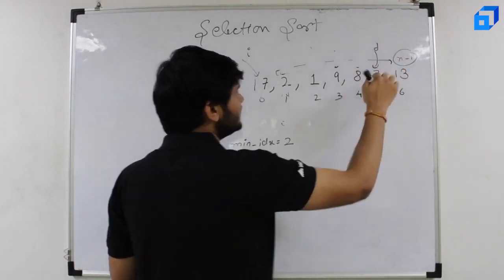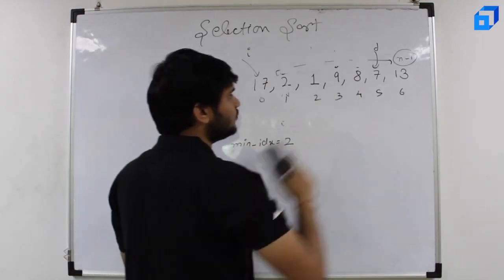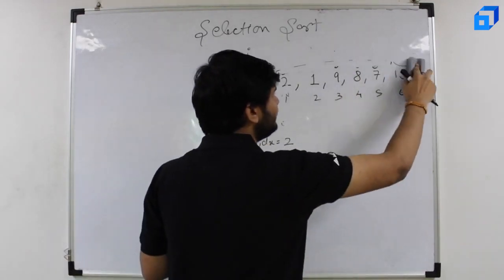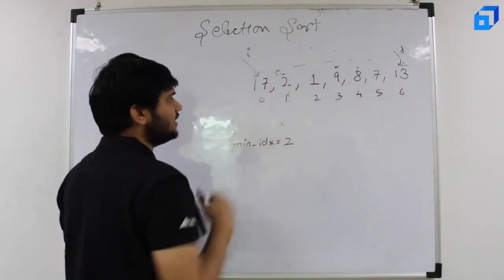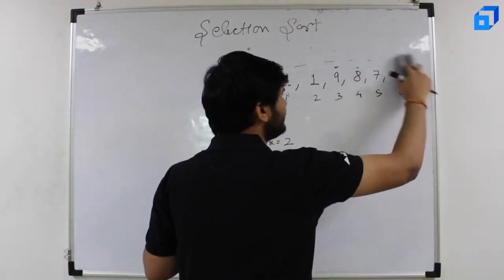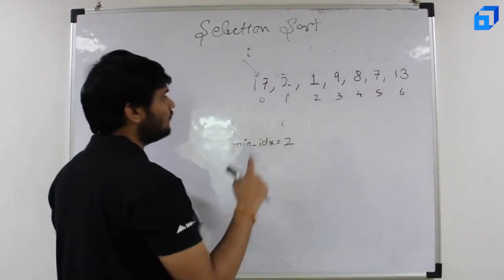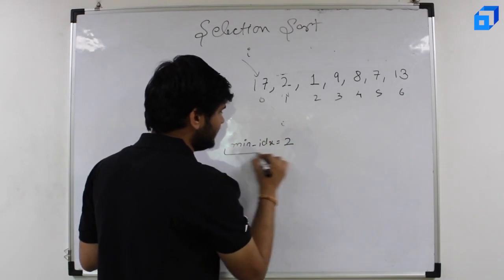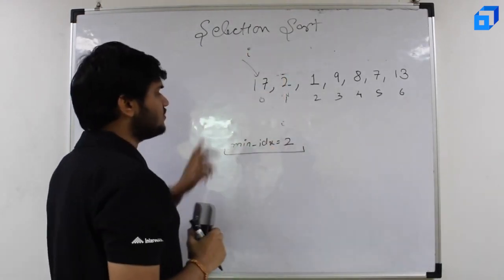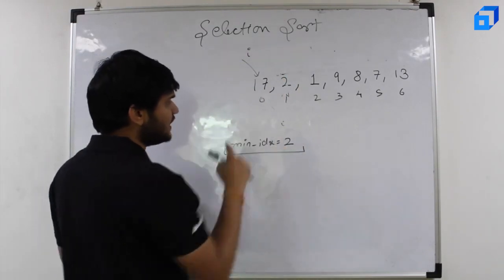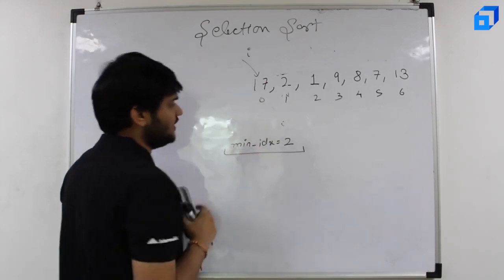So here you can see j is pointing to 7, and 7 is also not less than 1, and at last j will be pointing to 13, and again 13 is not less than 1. So we will stop the iteration of j, and as soon as the loop of j ends, what we will have in hand is the minimum index element and the element at the ith index. What we will do is just swap the elements present at the ith index and the minimum index.